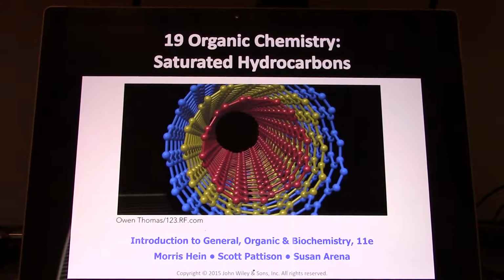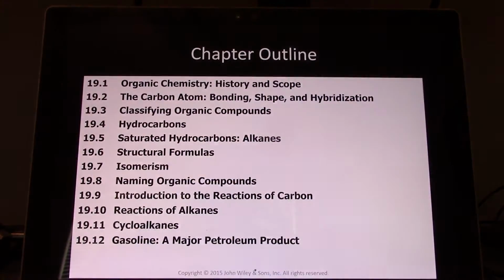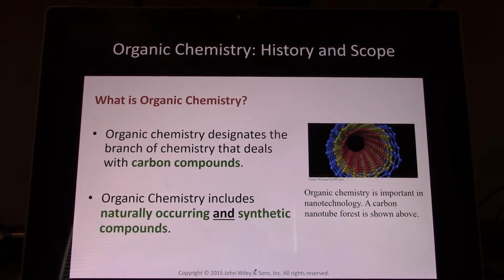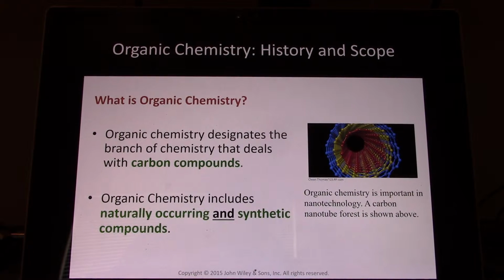Chapter 19, Organic Chemistry, Saturated Hydrocarbons. What is organic chemistry? Well, organic chemistry is the chemistry of carbon. Carbon-based molecules are organic molecules. And so organic chemistry is the chemistry of carbon. This involves naturally occurring chemicals and also synthetic chemicals, which have been synthesized in the chem lab.